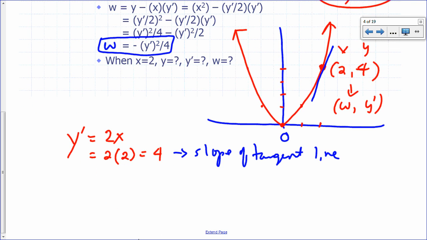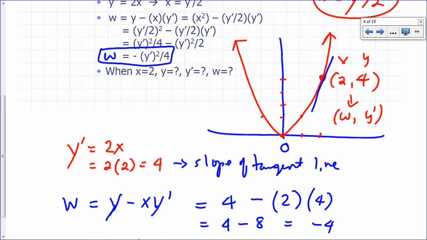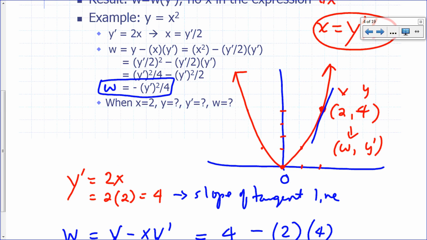Okay. What would happen if I were to subtract x times y prime from y? That's my w, right? So what's my y? 4 minus, what's my x? 2. What is my y prime? 4. So that's 4 minus 8. That's negative 4. You can see that, what's the equation of this tangent line here?